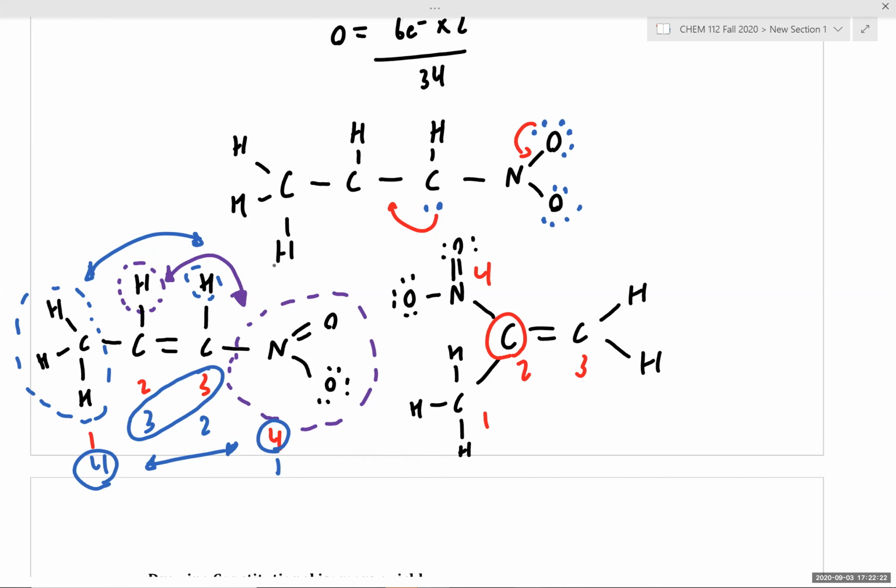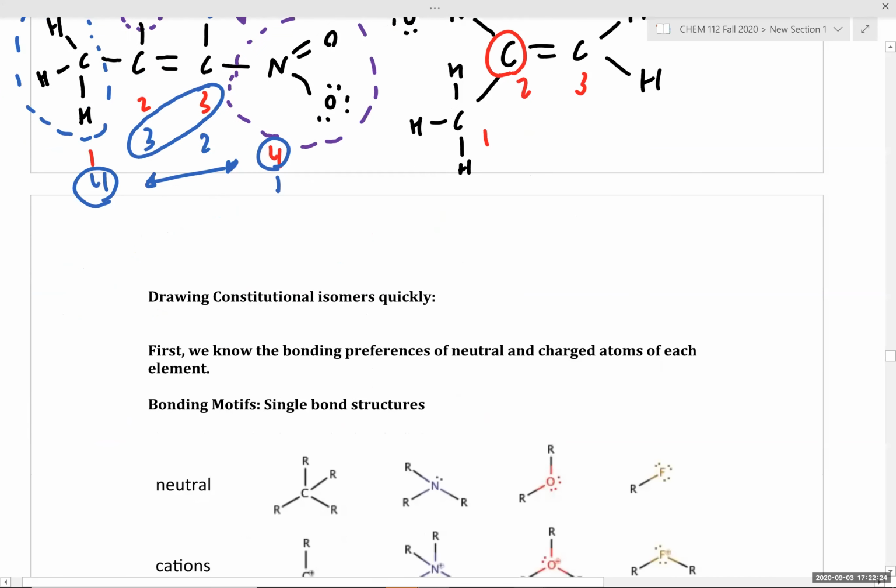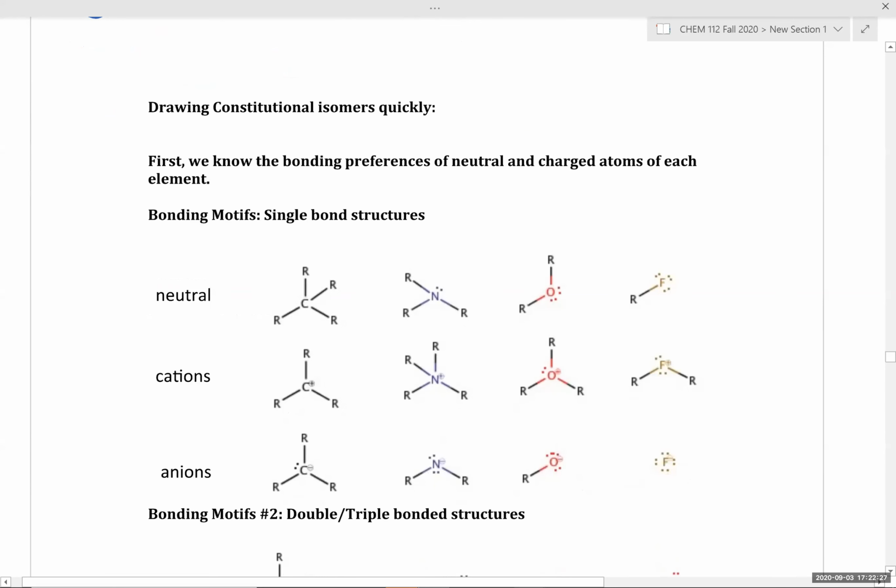Now, I'm going to show you a trick to draw constitutional isomers quickly. Now, you don't have to memorize these bonding motifs, but since we know the bonding preferences of neutral and charged atoms, we can draw a series of, yes, I find it easier to look at the functional groups and then swap their positions if they have different carbon numbers. Yeah, that's the method I prefer, as it's much more procedural.